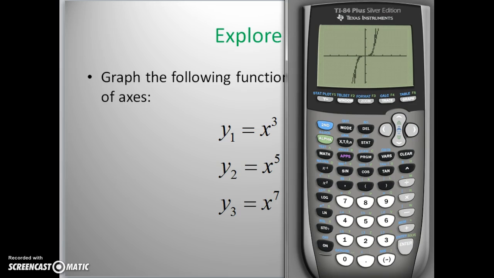But overall, we want to just focus right now on the shape of the function, and the shape of all three of these functions is exactly the same. It goes up and to the right, down and to the left. It's symmetric to the origin, so if we turn this graph upside down, it will look exactly the same as it does right side up. Notice again that we have all odd power functions here.